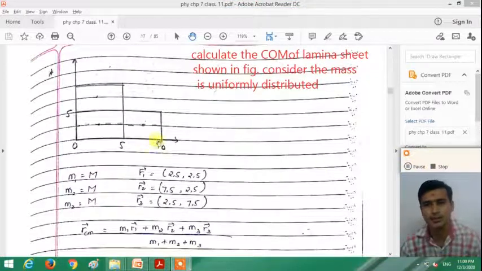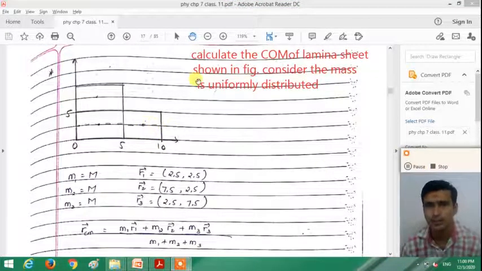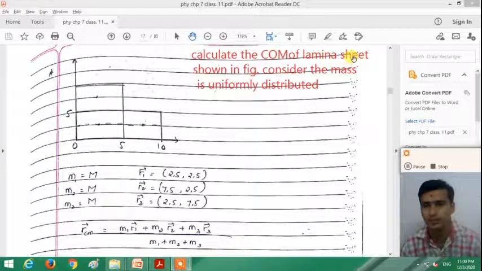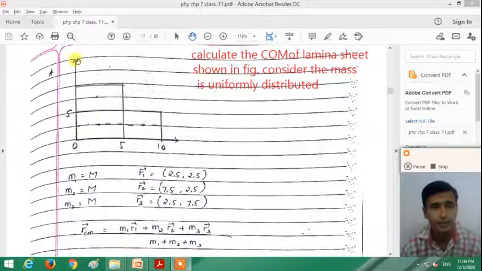So dear student, let us take another example. Calculate the center of mass of the lamina sheet, which has a uniformly distributed mass, shown in the figure. Consider the mass is uniformly distributed over the entire sheet. So here the lamina sheet is given to you: one portion, second portion, and third portion, and we need to calculate the center of mass.